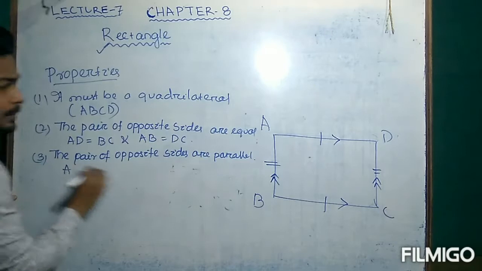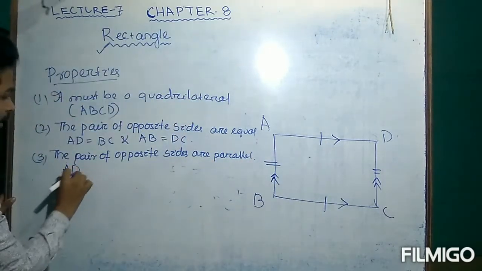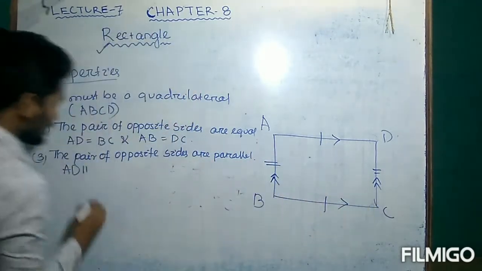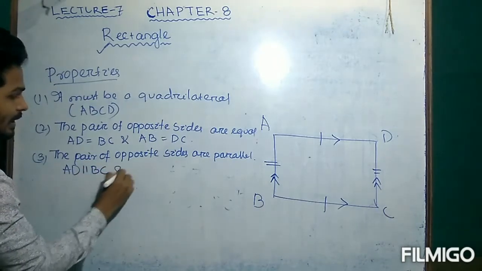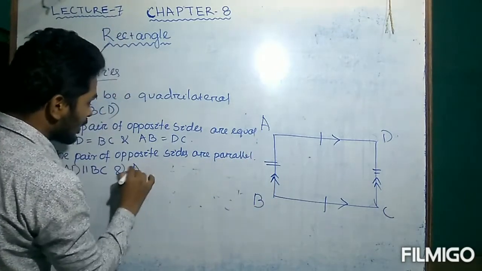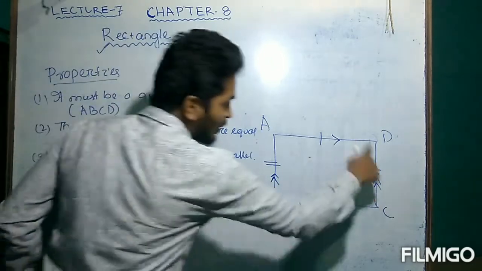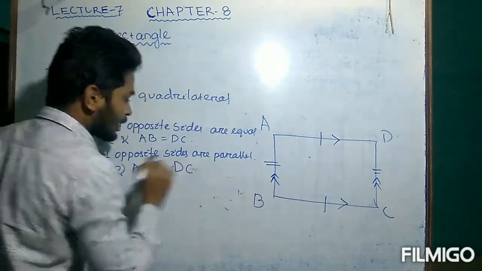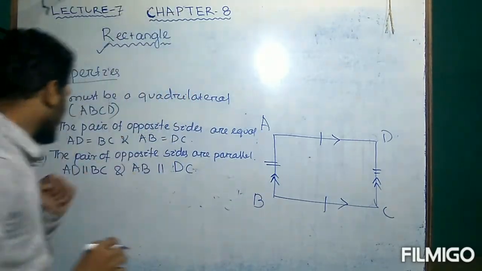Okay? So it means AD side is parallel to which side? This BC, because they are opposite sides, and AB is parallel to CD. Clear? So this is the third property.